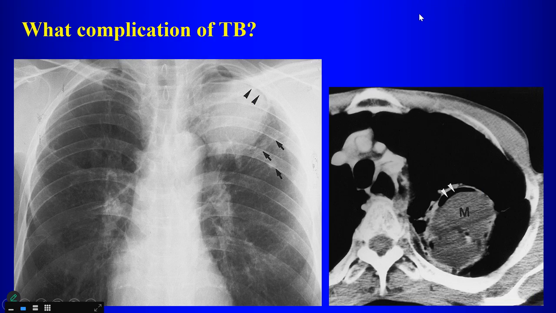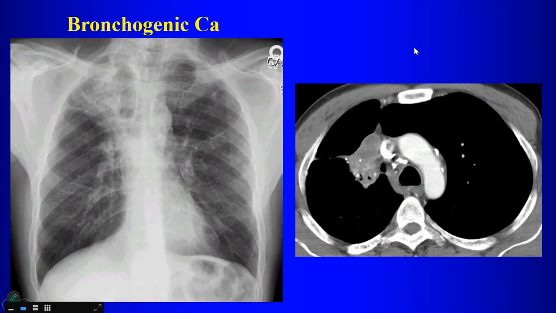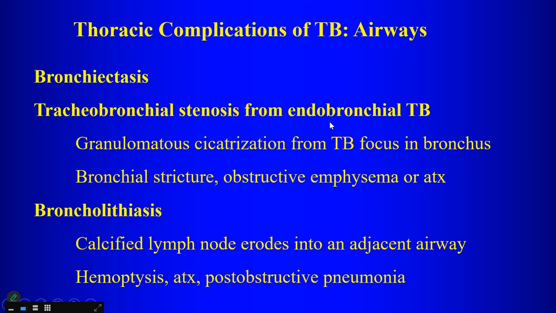What complication of TB does this patient have? So this is an aspergilloma. It's a fungus ball that can grow in the cavity, right? So pre-existing cavities can give rise to fungus balls, so they can grow in cavities from tuberculosis. That's an aspergilloma. Okay? Rarely, any disease that gives you fibrosis can also increase the risk for cancer. So these TB patients also have a small increased risk for developing lung cancer as a result of the fibrosis in the lungs, bronchogenic carcinoma.